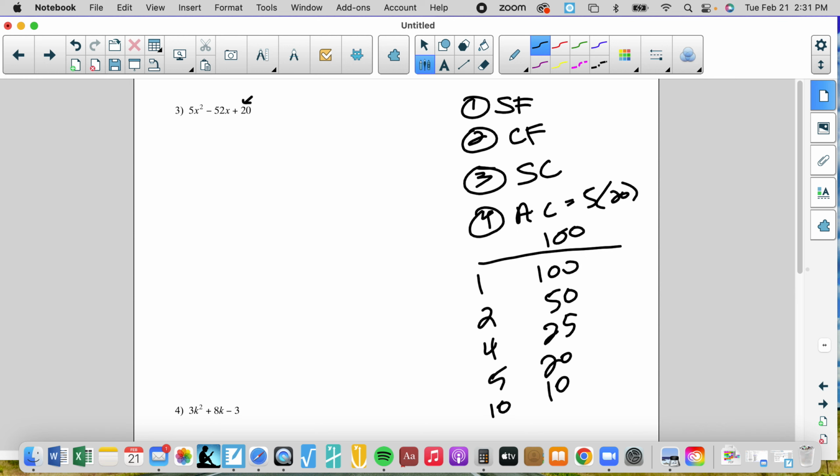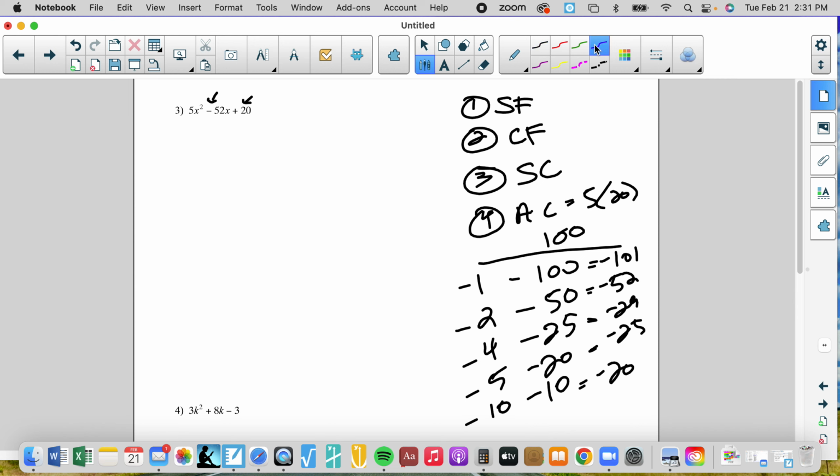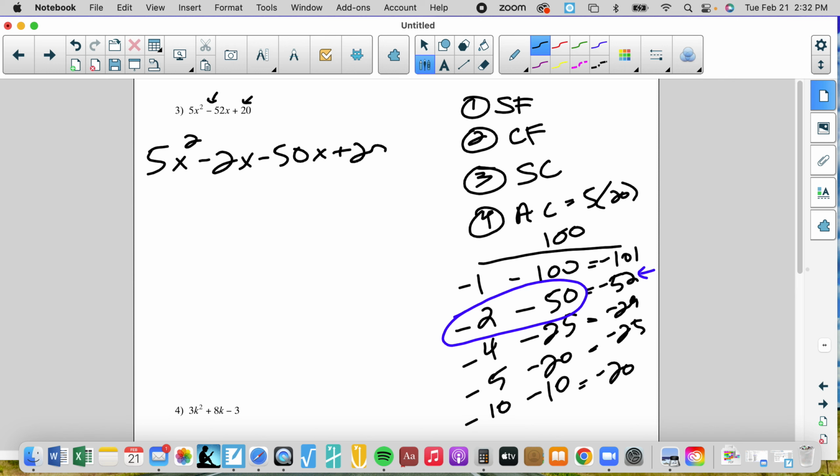Signs are the same, and they're both negative. So I'm going to throw those signs in there. Negative 1 and negative 100, negative 2 and negative 50, negative 4 and negative 25, and negative 5 and negative 20. My middle is negative 52. So I take these two values. I circle them because I'm going to utilize them in creating this next line. Negative 2x minus 50x plus 20.